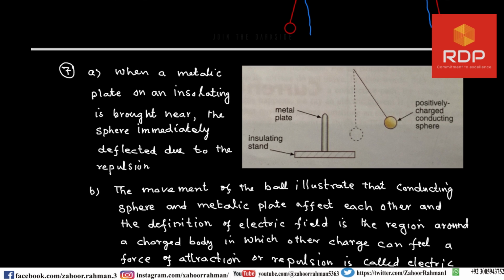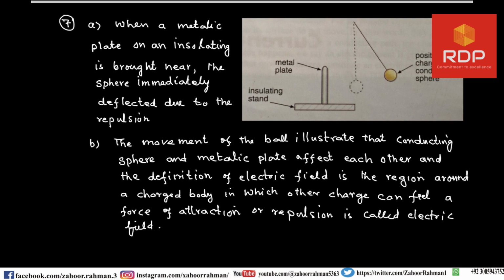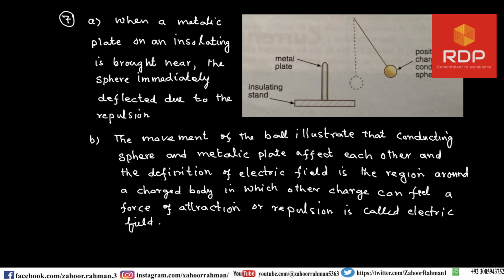Now the final question of this exercise is question number 7. A light conducting sphere, positively charged, remember, hangs vertically on an insulating thread. When a metal plate on an insulating stand is brought near, the sphere is immediately deflected as shown in the diagram.